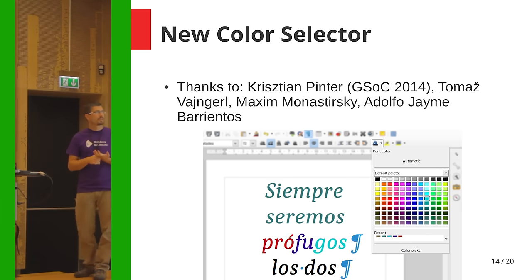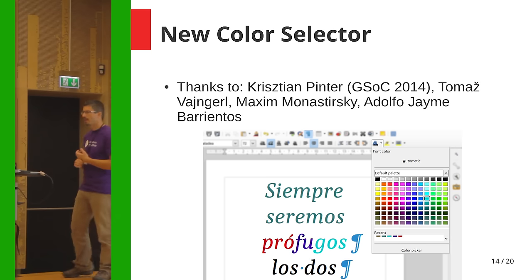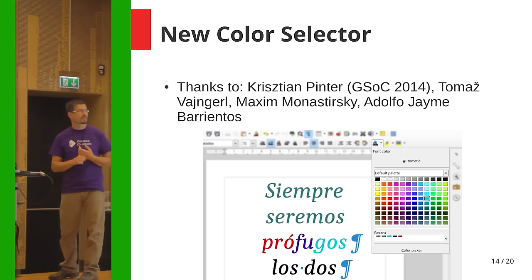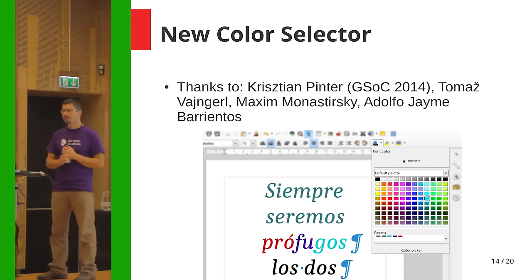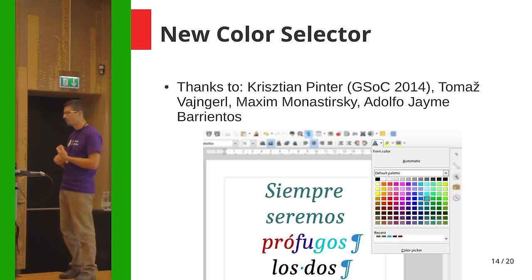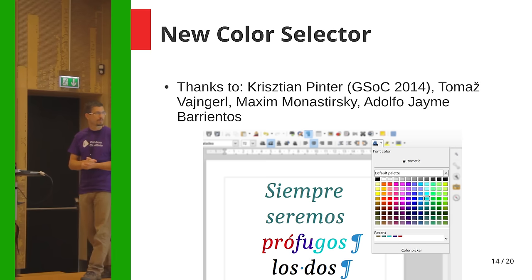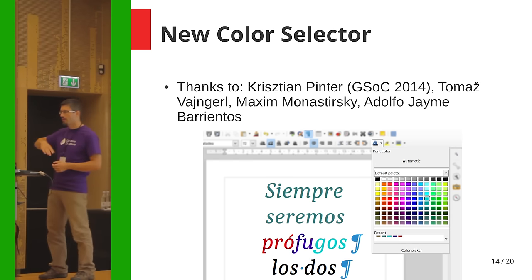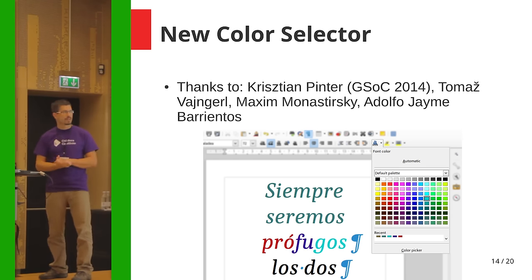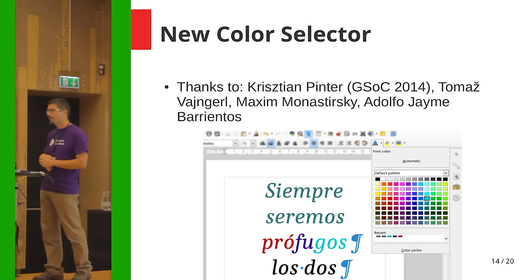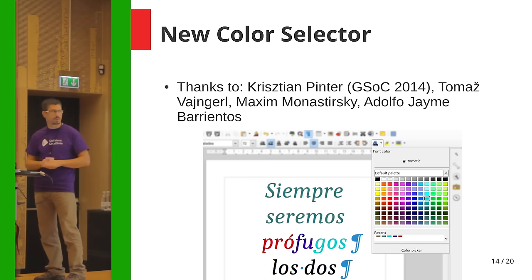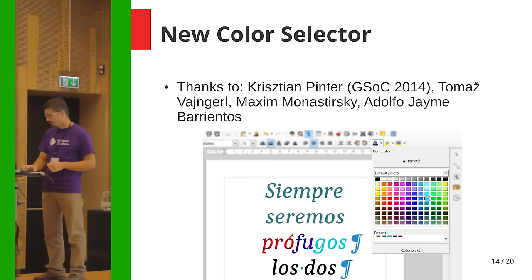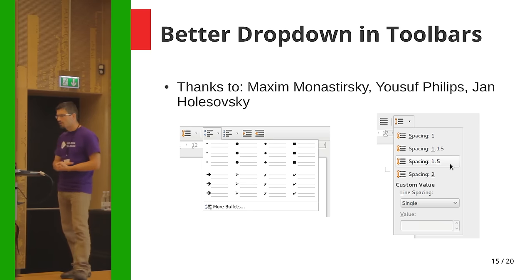New color selector. That was initially implemented during summer of code, but then many people started using that new color selector in various parts of LibreOffice where previously there was only a list of colors. So I think in Impress we had only a list of colors, which is very inconvenient. Instead, that was switched to using the new color picker that even allows you to choose a color from the RGB scheme and all these things that you would expect from a color selector. Better drop downs.